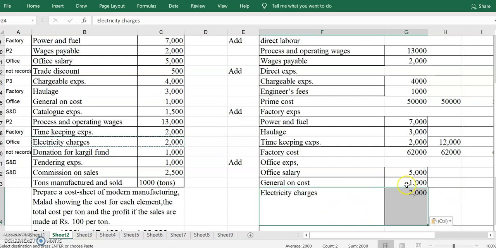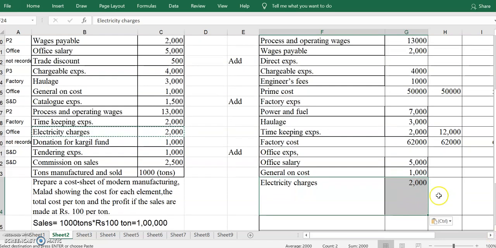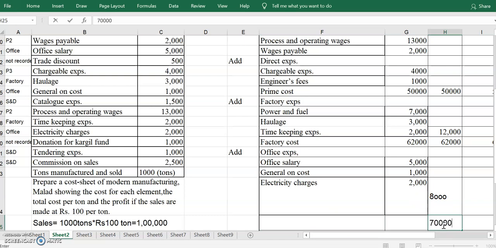Now we continue with the total of these office expenses: 5,000 plus 1,000 plus 2,000. Total answer is 8,000, the total amount of office expenses. So record 8,000 under this heading. 62,000 plus 8,000, your answer will be 70,000, and 70,000 is your cost of production.